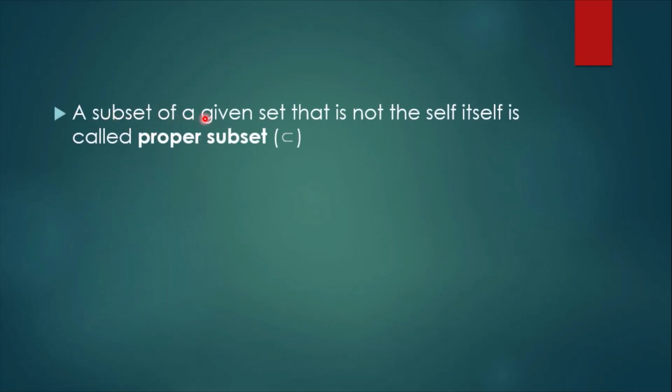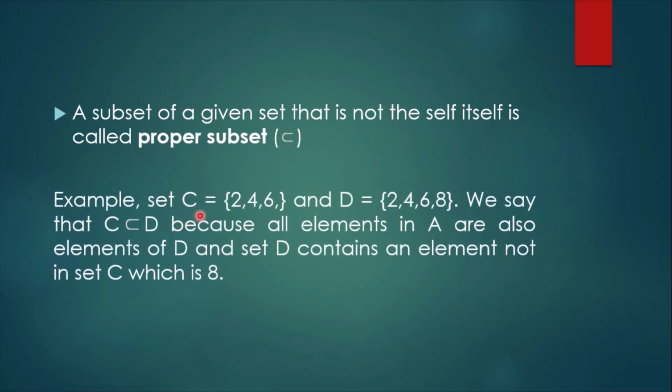Next, a subset of a given set that is not the set itself. Okay? Take note of this. Hindi yung sarili niya ay tinatawag nating proper subset and we use this symbol. Okay, parang subset lang siya kanina. Yung subset lang, meron siyang underline. Ito sa proper subset, wala. Okay? Example, set C equals 2, 4, 6 and set D is 2, 4, 6, 8. We say that C is a proper subset of D. Okay? Because all elements of C, which is 2, 4, 6, are also elements of D. And, take note, si D, meron siyang element na hindi matatagpuan or makikita kay C, which is the element 8. So, pag ganyan, masasabi natin si C ay proper subset ng D.